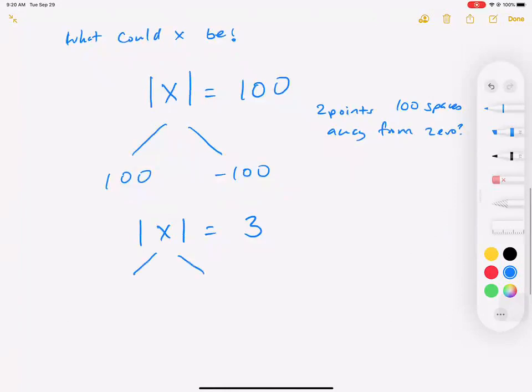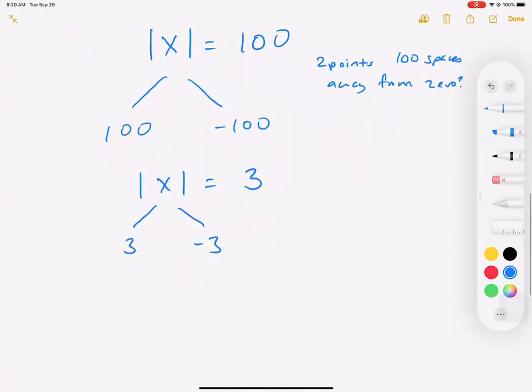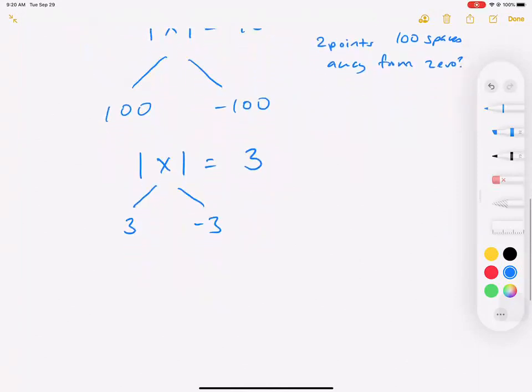Okay. So that's going to be a positive 3 as well as a negative 3. How are we doing there? Pretty easy? So let's look at it another way. If I have 0 and I want to say, well, what numbers would be 3 spaces away from 0? 1, 2, 3. 1, 2, 3.